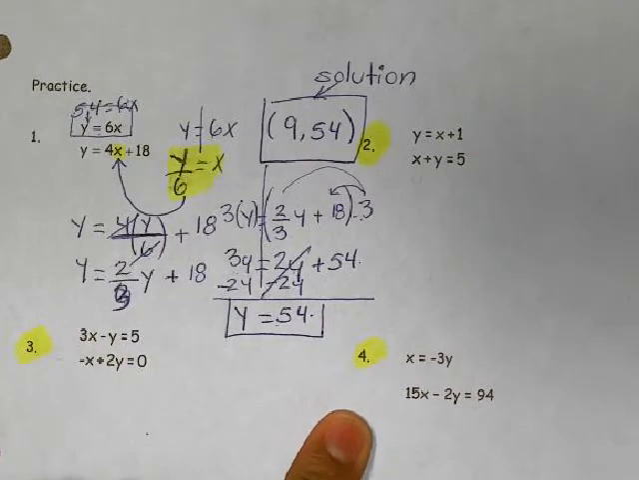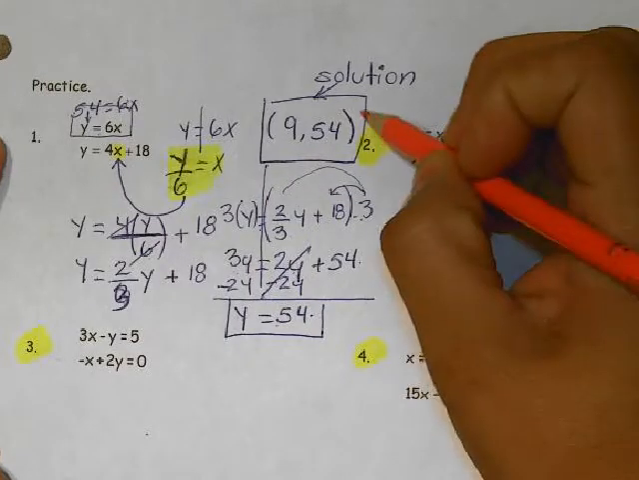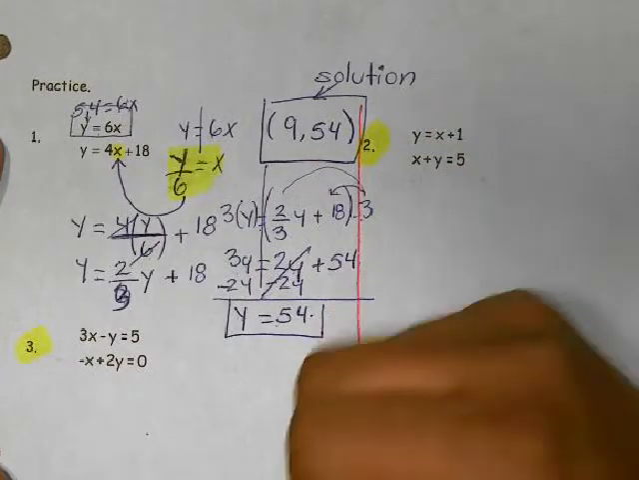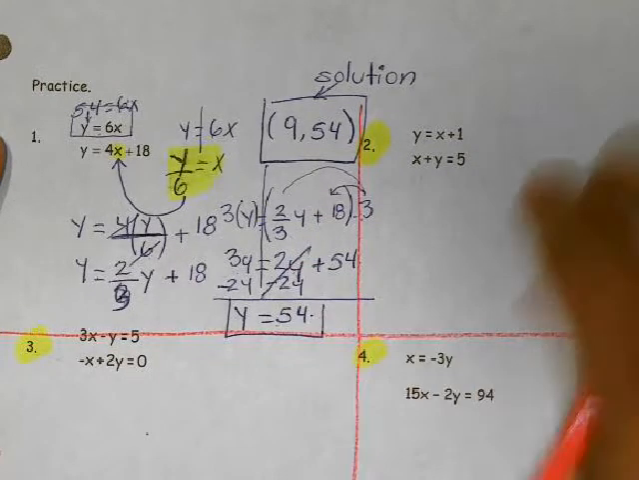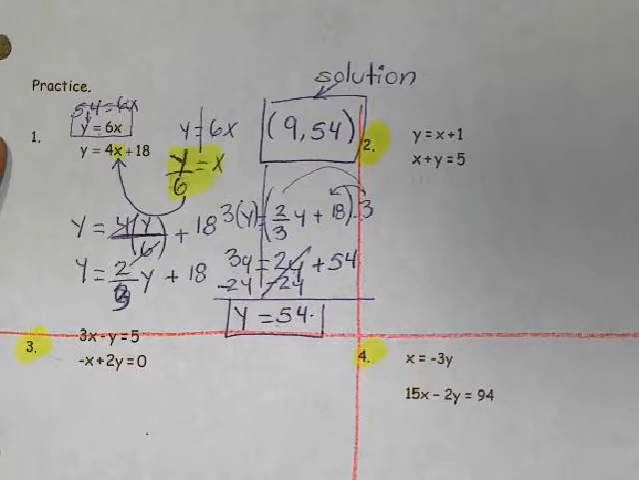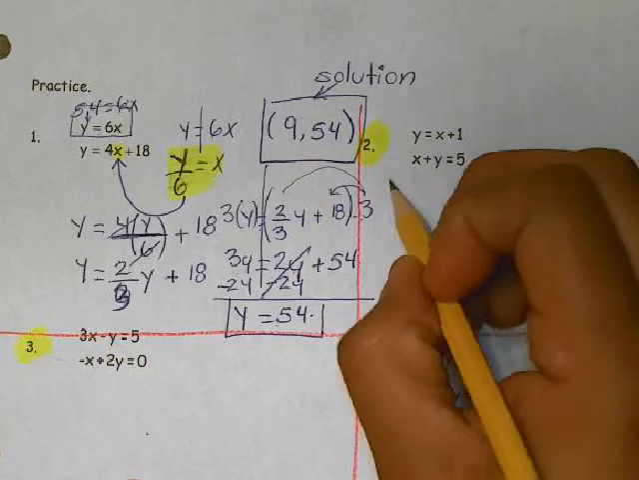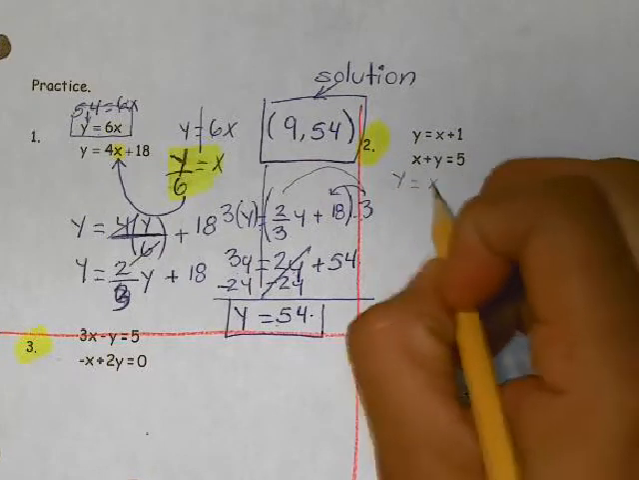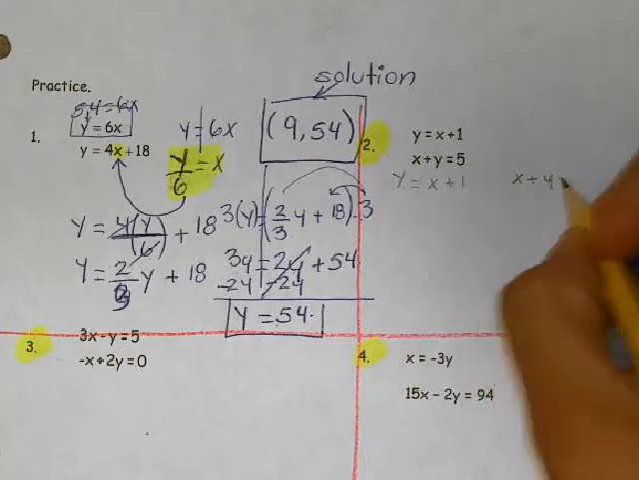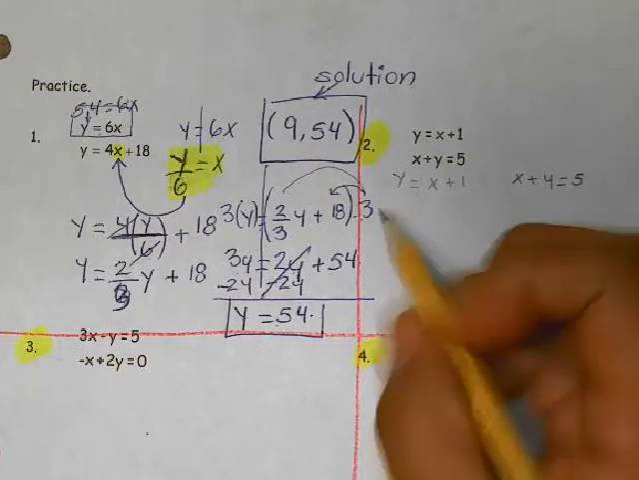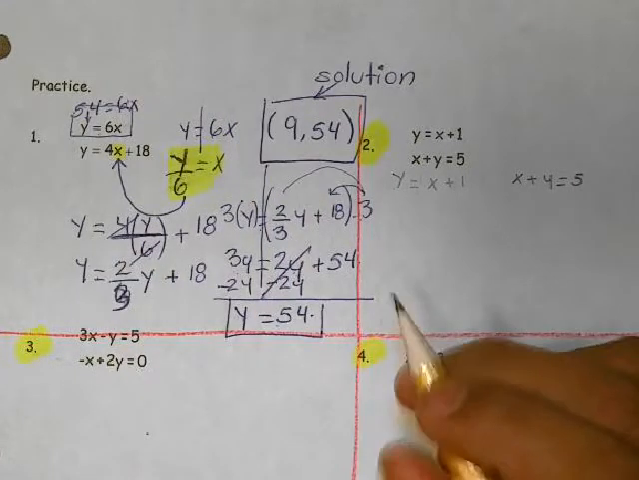But before we start, I'm going to organize my space right here. So I'm going to make a line right here and another line right here so that I can have a space for every one of these equations. For question number 2, please copy the equations side by side. So this is the first one, y equals x plus 1, and the second will be x plus y equals 5.